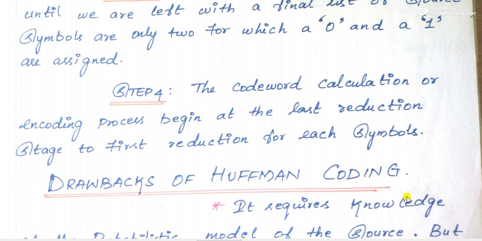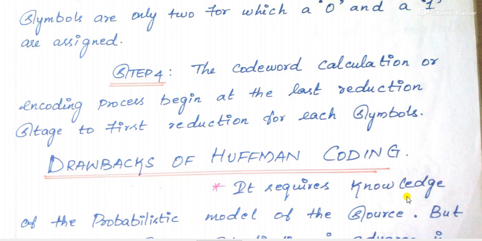Step number 4, the code word calculation or encoding process begins at the last reduction step and goes back to the first reduction for each symbol. In Shannon-Fano coding, we allocated the code word from left to right, but in Huffman coding the code word calculation is from right to left. So that is a very important point.